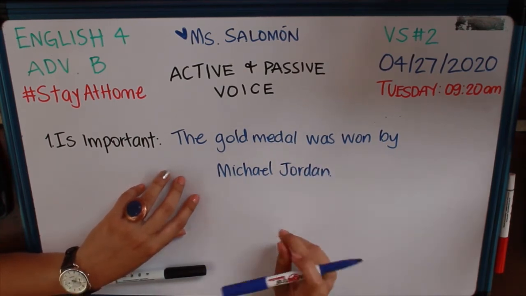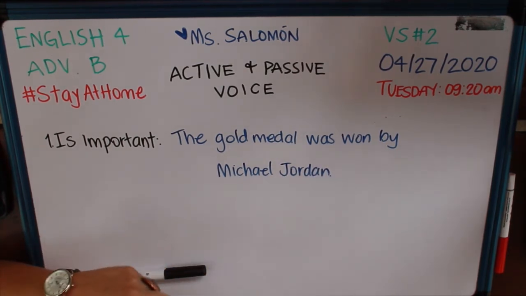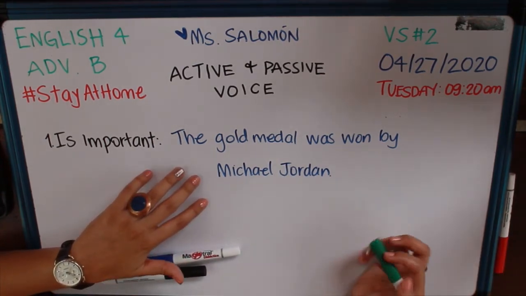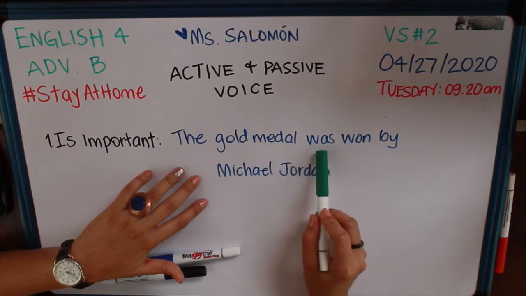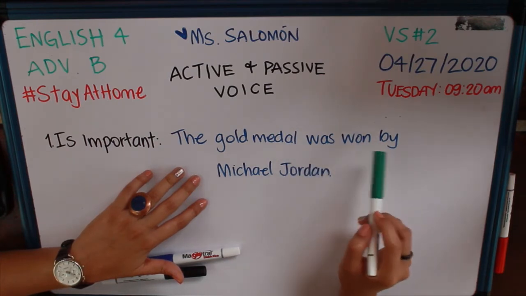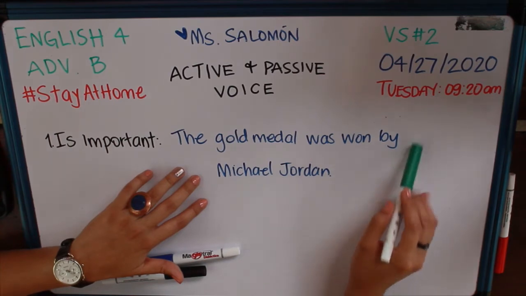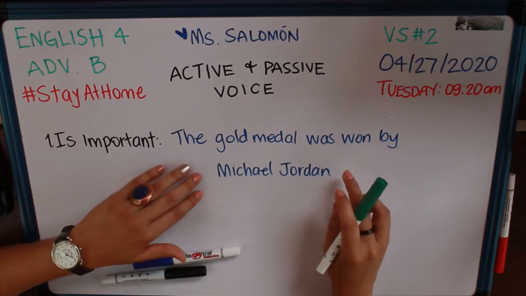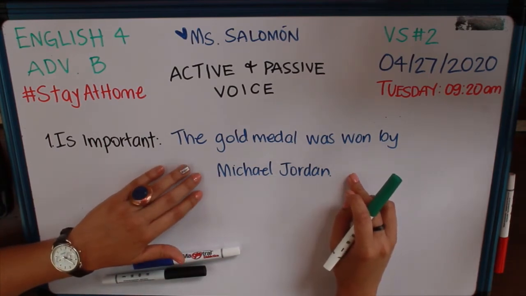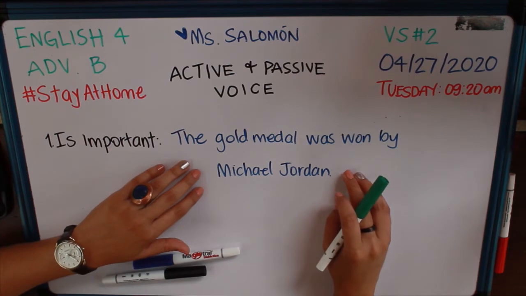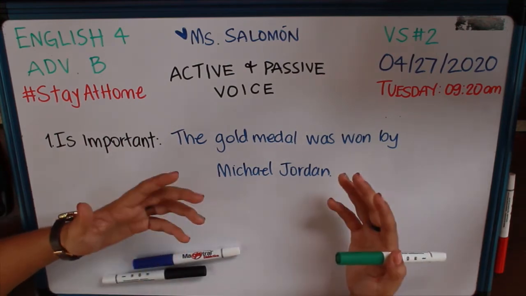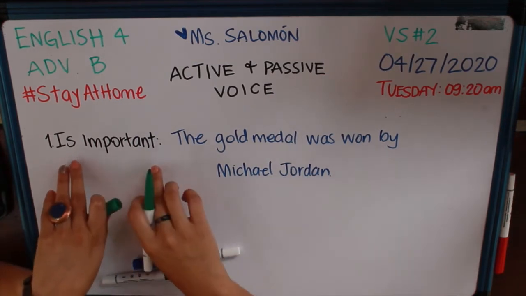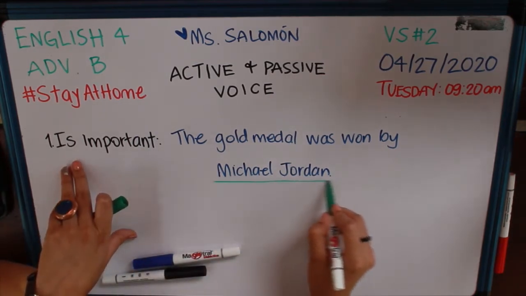In this example right here, I'm saying the gold medal was won by Michael Jordan. Notice that this sentence is written using passive voice. We know that because there is a conjugated form of the verb to be, a verb in past participle, a preposition, which in this case is the word by, and a subject, or in this case, the agent of the action. So, in this case, what we are emphasizing is the fact that Michael Jordan was the person who won that gold medal. So, we're using passive voice to emphasize the agent because the agent is important.